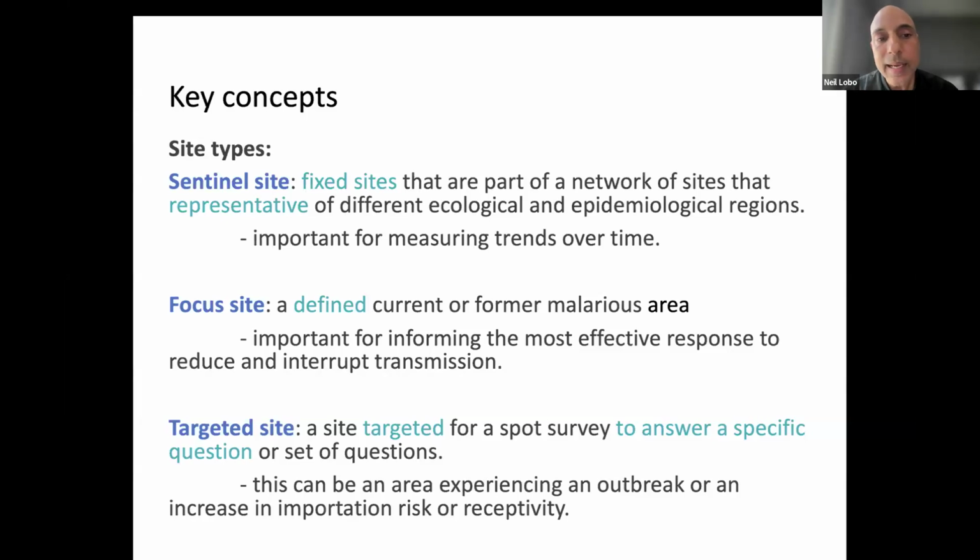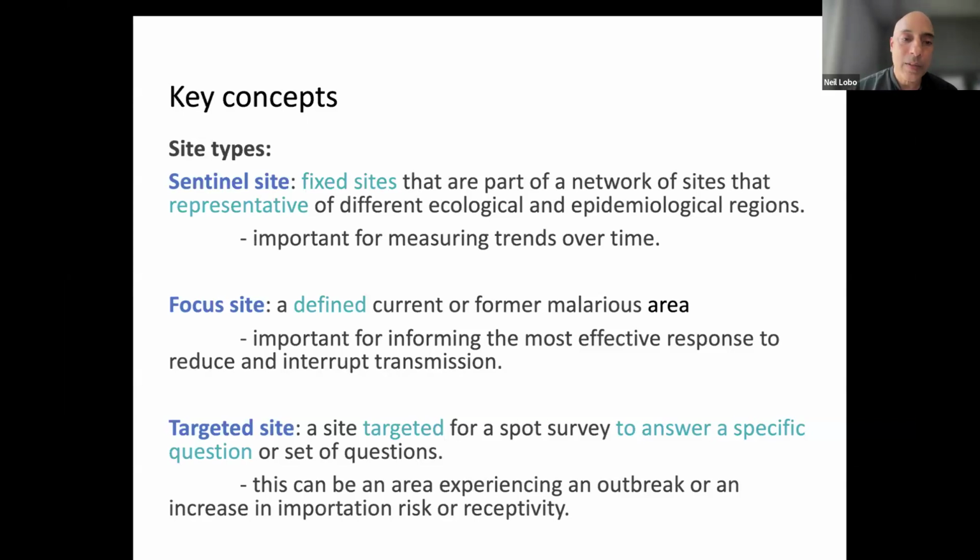A sentinel site is a fixed site, as in we don't move it. We keep going back to that site. It's usually a part of a network of sites that is representative of a different transmission system. So, for example, you could have sentinel sites in high transmission areas, medium transmission areas, and elimination areas. And the reason for looking at sentinel sites is to look at trends over time.